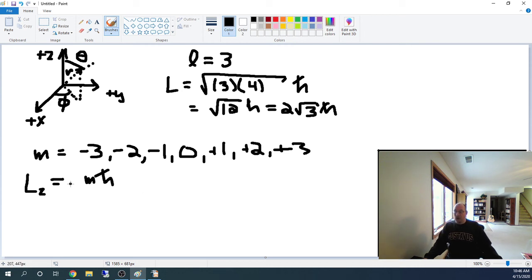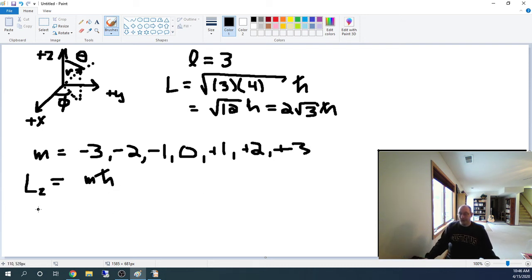Okay, so what are the possible values you could have? Well, -3 h bar, -2 h bar, negative h bar, 0, positive h bar, 2 h bar, or positive 3 h bar. Those are the possible values that L sub z could have.